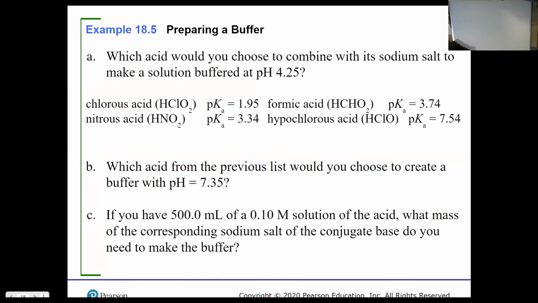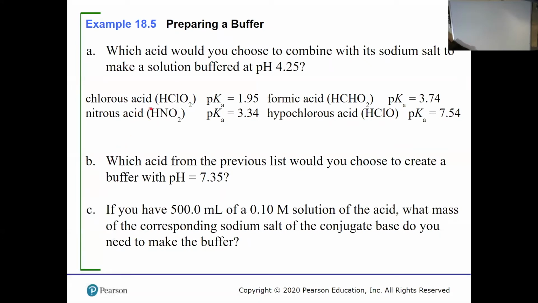Okay, so this question asks us which acid would you choose to combine with its sodium salt, right? Because we choose a sodium salt because the sodium ion is neutral. So then the anion would be our conjugate base. And we want to make a buffer with a pH of 4.25. So to pick the acid that you would want to use to make this particular buffer, you're going to look for a pKa value that's closest to the pH that you're looking for.